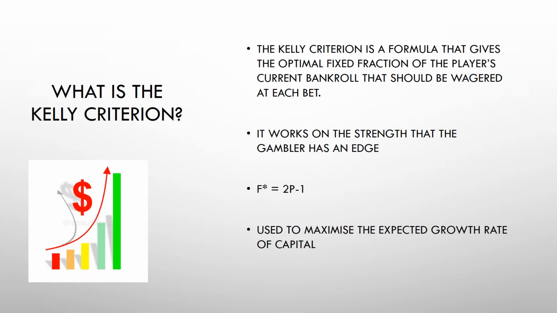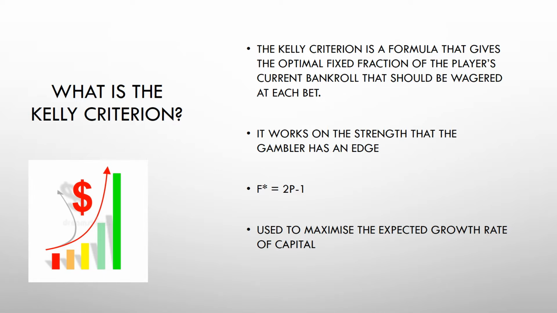So firstly, what is the Kelly criterion? It's a formula that gives the optimal fraction of your bankroll that you should wager in each bet in order to maximise the growth rate of capital whilst avoiding the risk of ruin. It's a fixed fraction, so you constantly bet the same fraction of your current wealth. So this means that the amount you'll be betting each time will be dependent on your current bankroll.